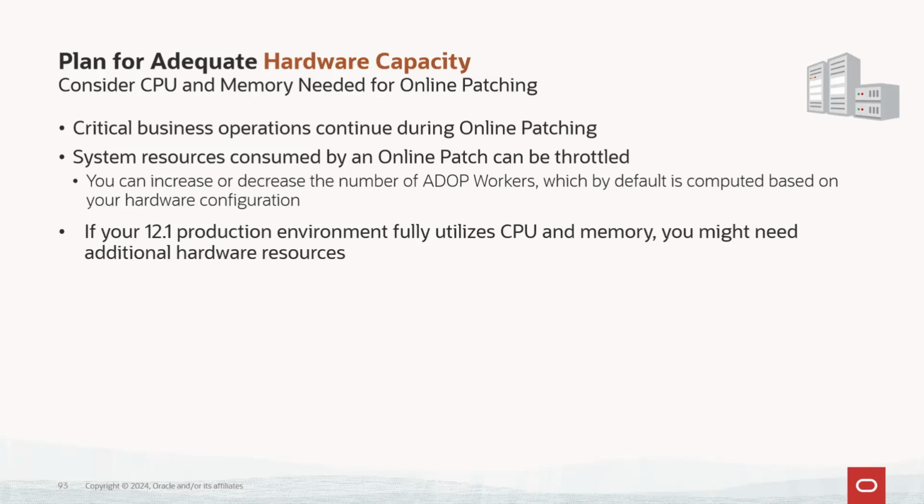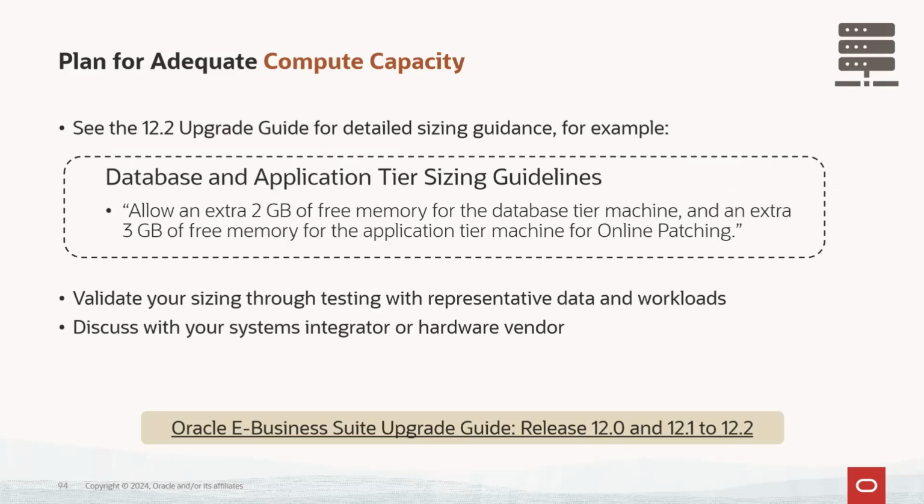It's really only the case that if your 12.1 production environment is today fully utilizing your CPU and memory, then you might need additional hardware resources. In general, we don't see that people do, but this is something you'll obviously need to test for. You'll want to consult the upgrade guide for advice on how to plan for adequate compute capacity. I've got a little snippet there of the type of sizing guidance that is given. You want to validate that you've adequately sized through testing with your own data and workloads.